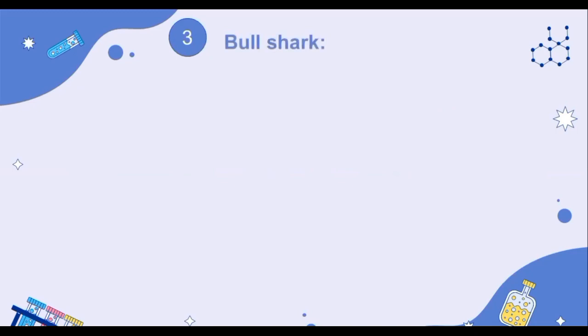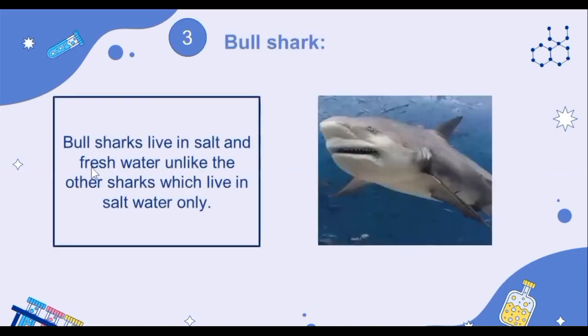3. Bull shark. البول شارك بقى، البول شارك عامة بيعيش في السولت and fresh water على عكس الشاركس التانية اللي بتعيش في السولت water only. So bull sharks live in salt and fresh water unlike the other sharks which live in salt water only.